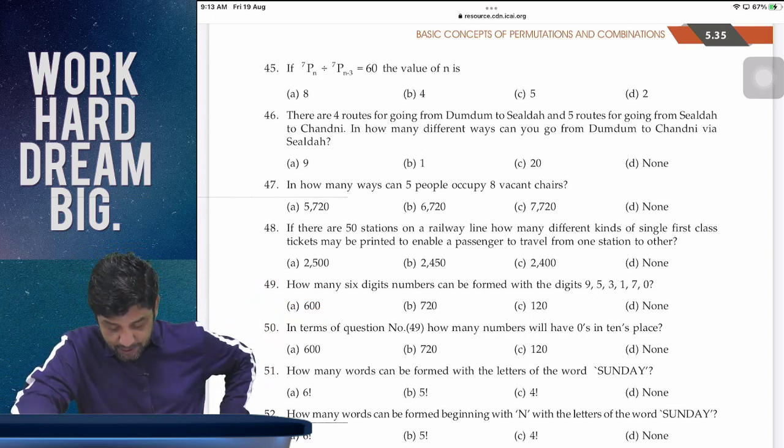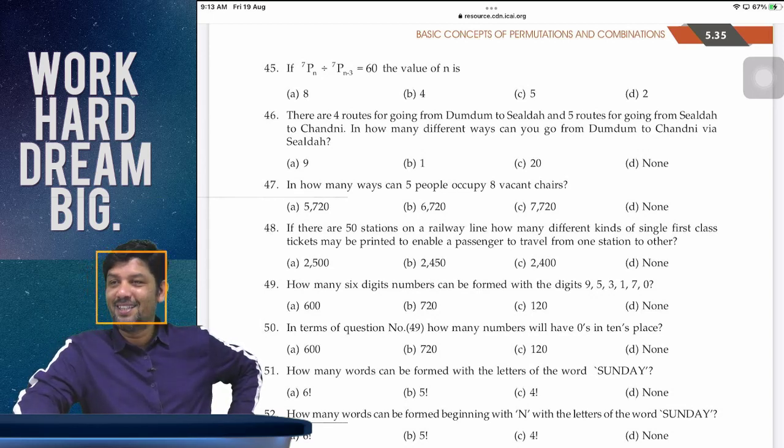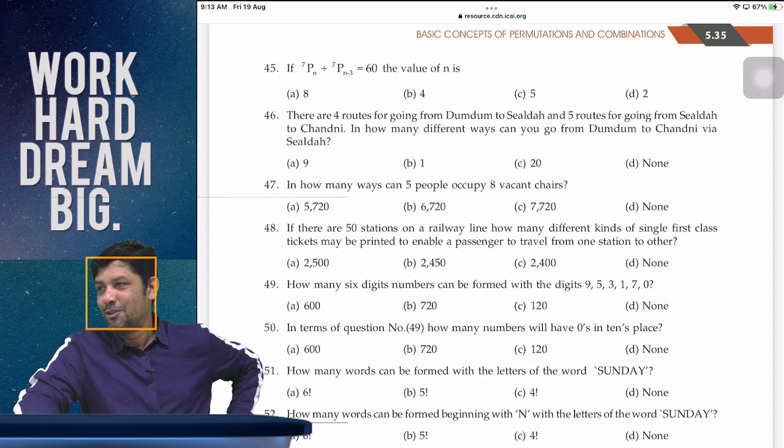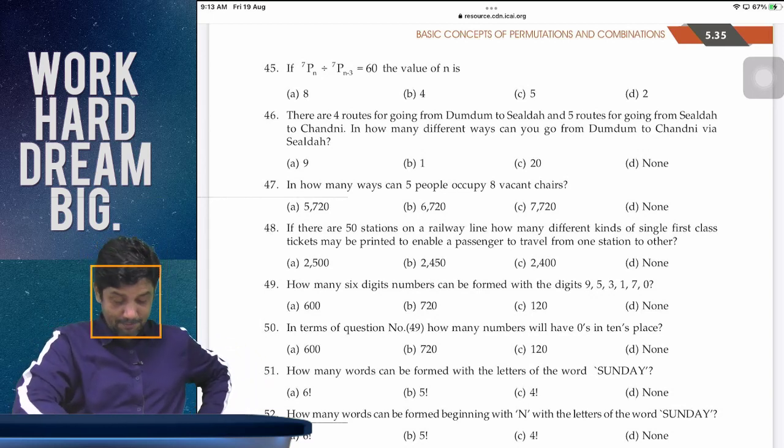6720. Next. If there are 50 stations on a railway line, how many different kinds of single first class tickets may be printed to enable a passenger to travel from one station to another? 50p2, that is 50 into 49. Yesterday have we done it or not? The same sum we did.